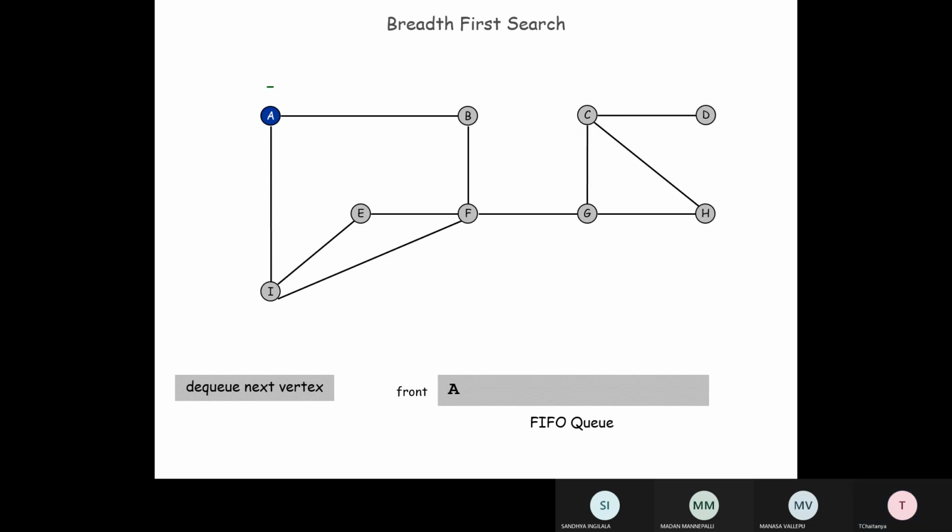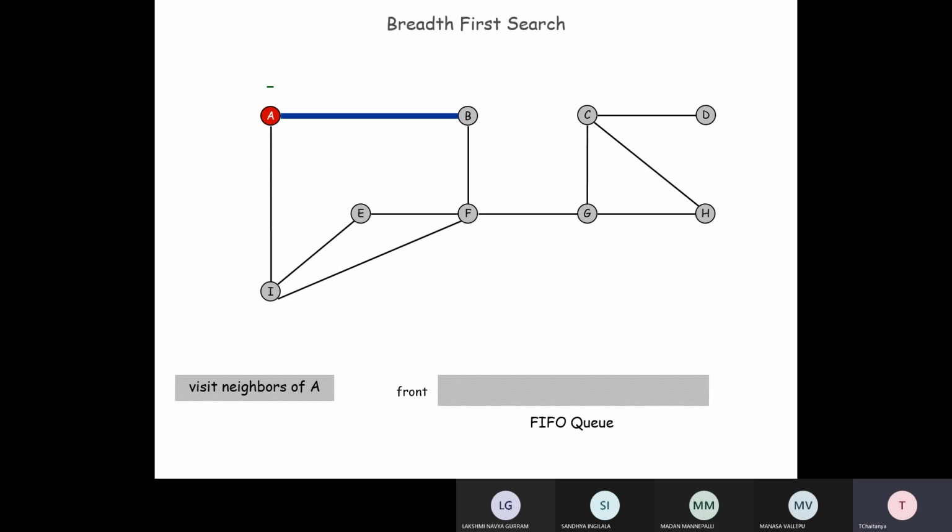Starting with A, visit the neighbors of A. In this case, the neighbors of A are B as well as I. First the search mechanism will find whatever neighbors are available for node A. So for node A, we have a neighbor B as well as a neighbor I.